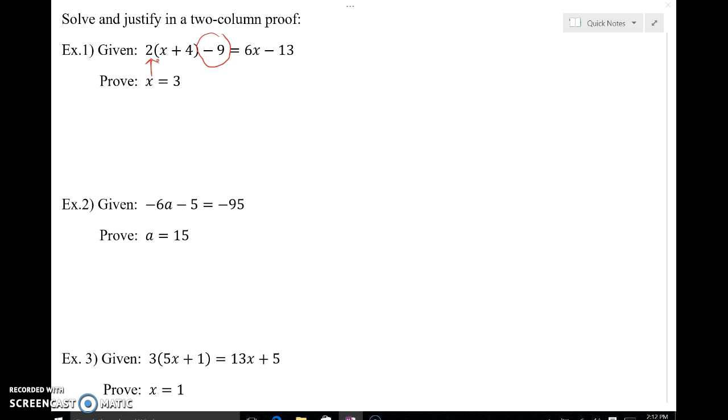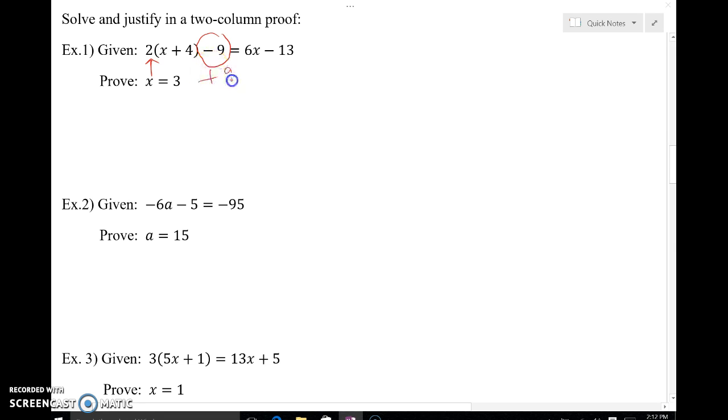So in order to get rid of, you're going to do the inverse operation. So the inverse operation is the operation that would undo or get rid of whatever operation you're trying to get rid of. So in this case, this is minus 9 or subtract 9. So I want to do the opposite, which would be add 9.